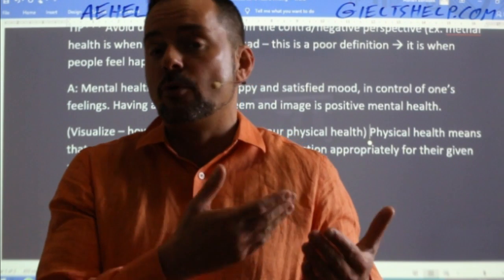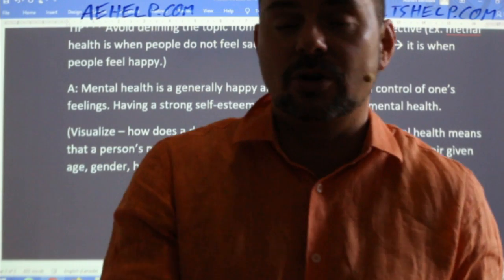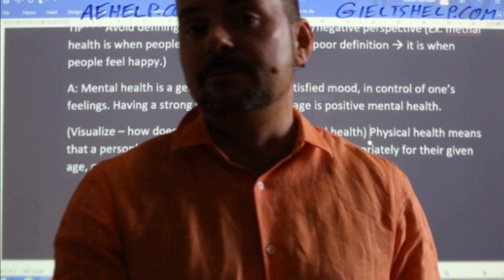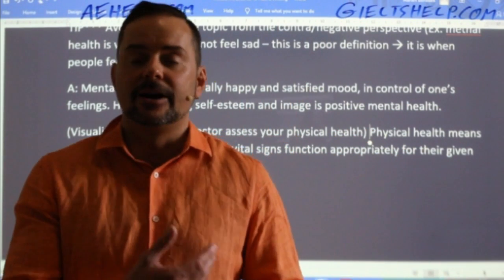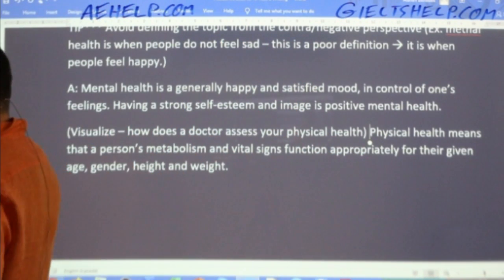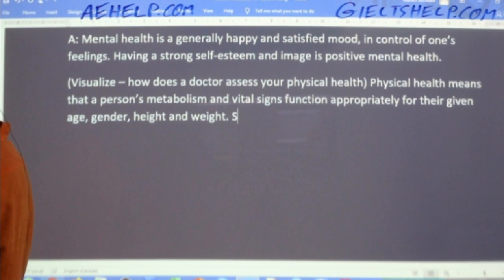And they basically look at an index that says, hey, okay, a 40-year-old man who's 180 centimeters tall and weighs 80 kilograms should have a blood pressure of, a heart rate of, and a good immune system, right, Charlie? Yeah, okay. So, strong immune system.